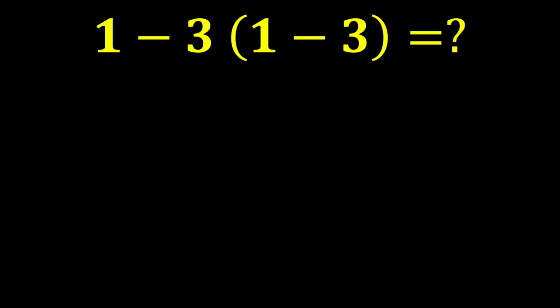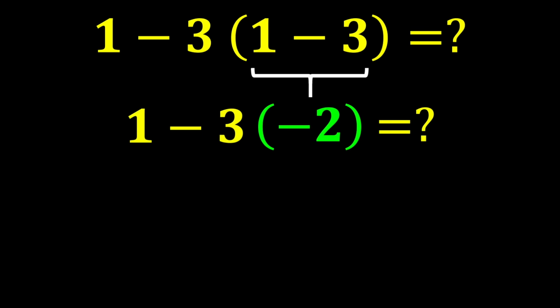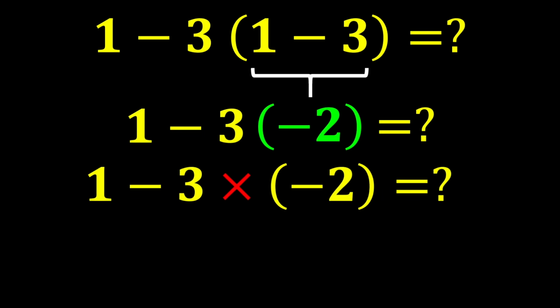1 minus 3 times (1 minus 3). According to PEMDAS, we must first calculate the parentheses. 1 minus 3 gives us negative 2, and the expression becomes 1 minus 3 times negative 2. In mathematics, when a number is written next to parentheses, it means that the number is multiplied by the expression inside the parentheses. However, for simplicity, we usually do not write the multiplication sign.